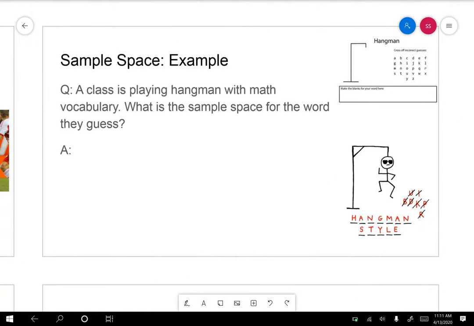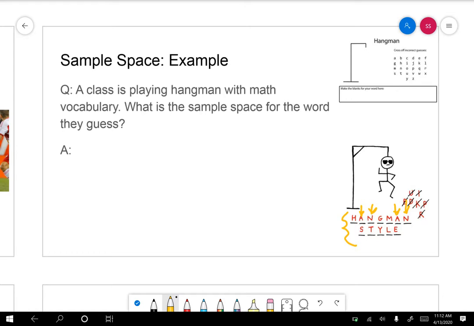Okay, so another example. Let's say we're playing Hangman with math vocabulary, of course, because this is a math class. What is the sample space for the word the students or the class would guess? So we know when we're playing Hangman, you could use any word. So say this is the phrase that we're trying to get people to guess. Notice how there's multiple A's, there's multiple N's, right? Are there any other multiples? No. Okay.